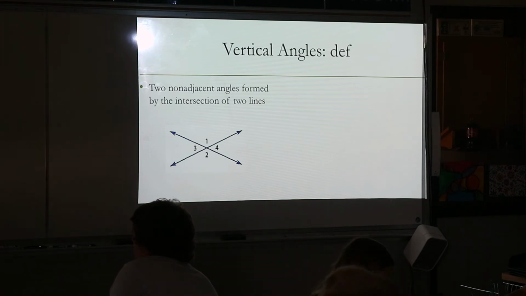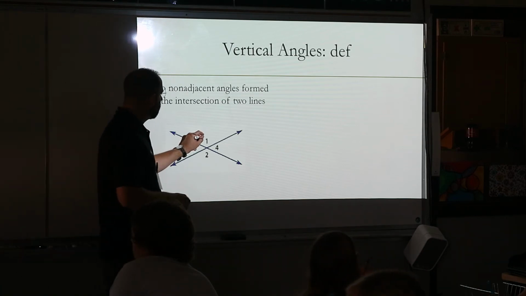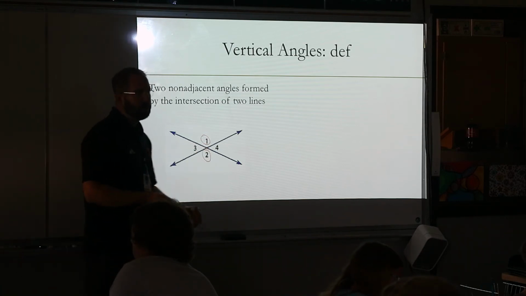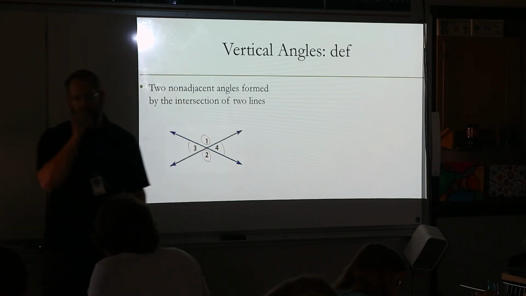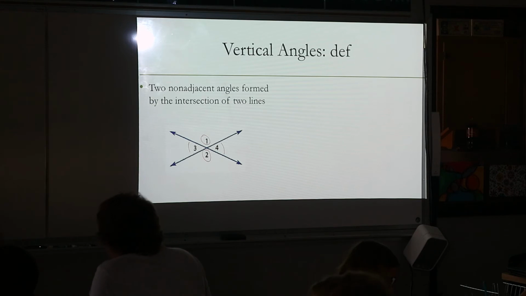So can somebody give me two numbers up there that are not next to each other? Give me one. 1 and 2. Say it again? 1 and 2. Those are vertical angles. They're the ones across from each other. They are vertical from each other. Also, 3 and 4. Those are vertical. Now, you're thinking, okay, Ward, what's the point? Why are you showing me that?